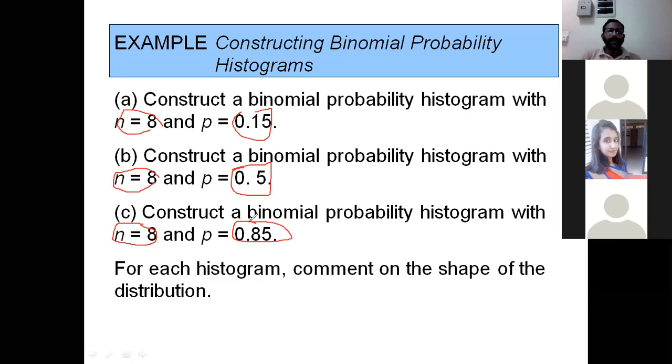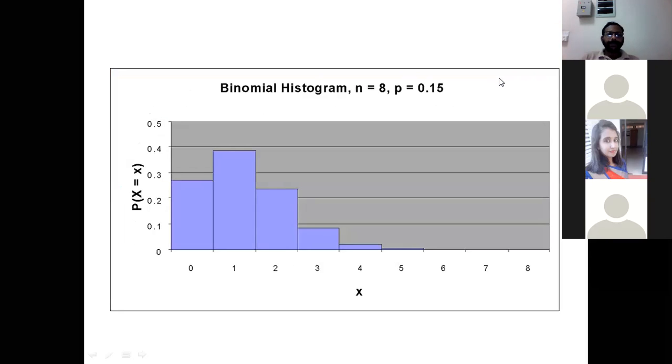Now I'm going to compare these histograms. Here the numbers are the same, which is small, but the probability values, p values, are different. Under that circumstance, how can we compare the histograms? Right, this is the example for the first one. N is equal to 8, p is equal to 0.5. How does this distribution look? If you connect all these points, how does the distribution look?